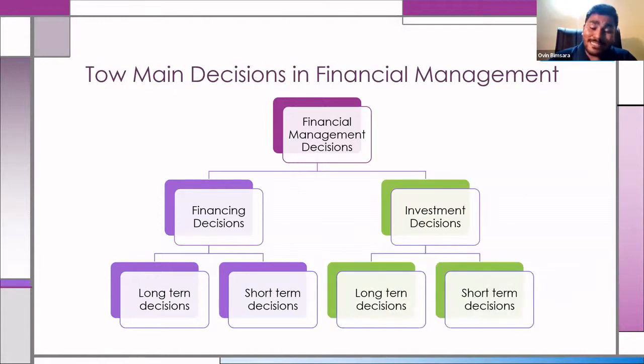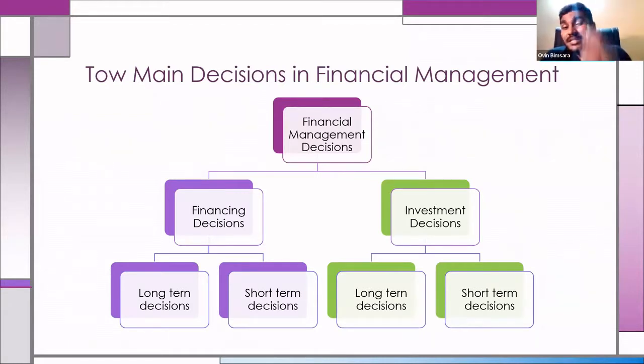One is financing, the other one is investments. When it comes to financing decisions, that refers to how you obtain money, how you obtain funds. And the financing decisions can be divided into two types again: long-term decisions and short-term decisions. How are you going to obtain money in the long run? How are you going to obtain money in the short run?